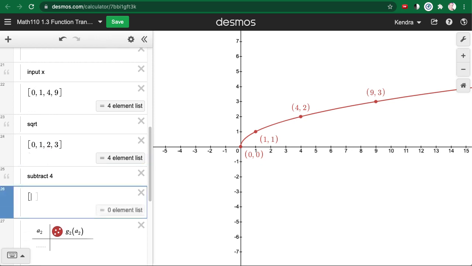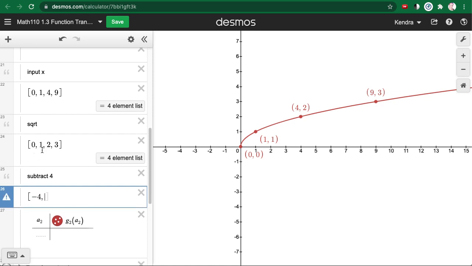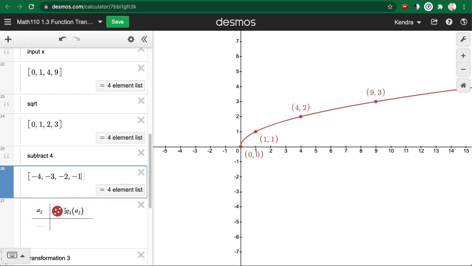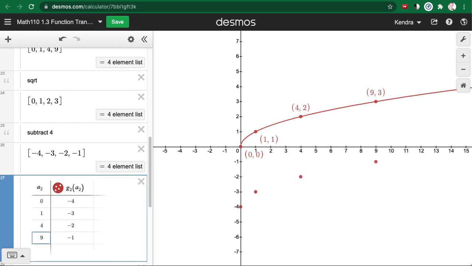So 0 minus 4 is negative 4, and 1 minus 4 is negative 3. 2 minus 4 is negative 2, and 3 minus 4 is negative 1. Okay, so this is tracking through those input values of my function. These should be the output values of g2. And so we're going to double check, letting the computer calculate the output values for these input values, 0, 1, 4, and 9. And the output values are negative 4, negative 3, negative 2, negative 1.